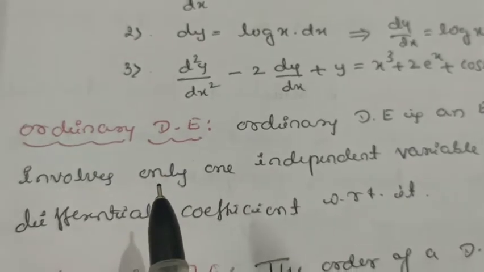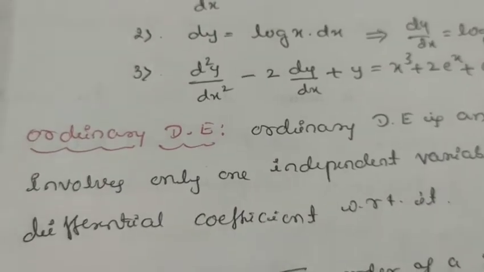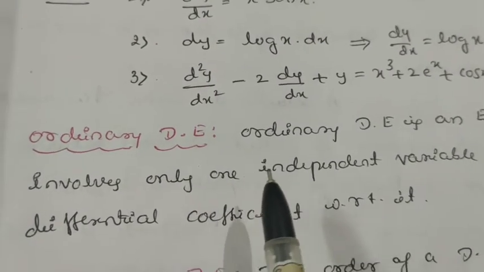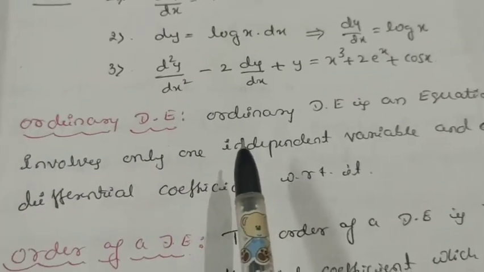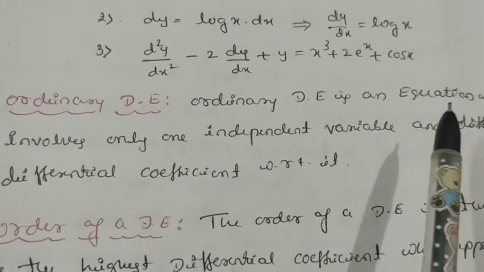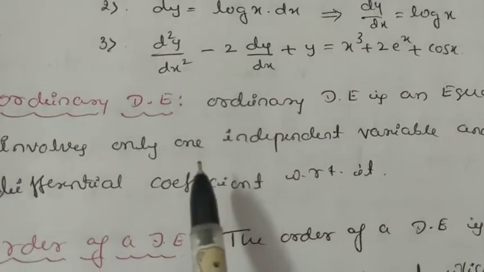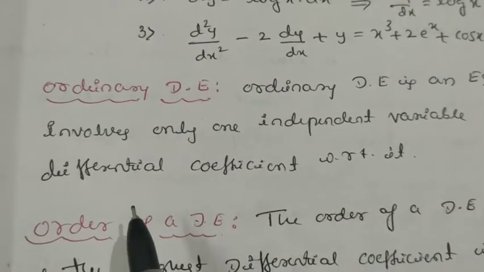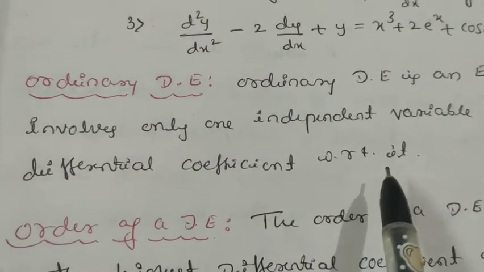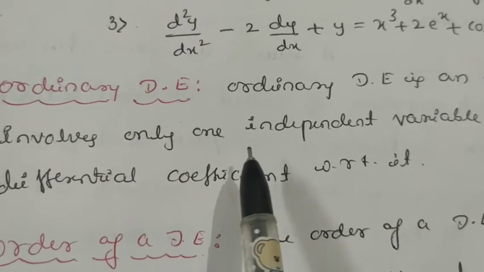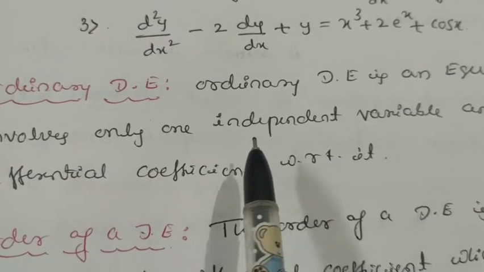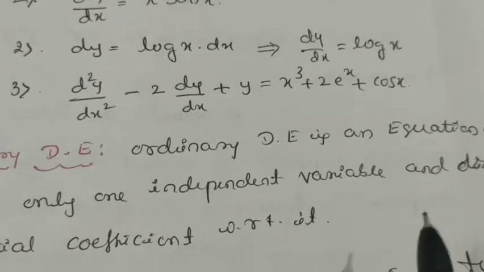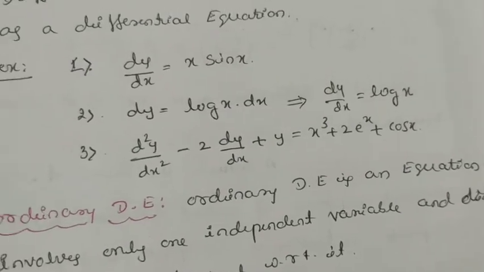There are two types of differential equations. First, let us take the ordinary differential equation. An ordinary differential equation is an equation which involves only one independent variable and differential coefficients with respect to it. I hope all of you know the meaning of dependent and independent variable. Suppose we have an equation.